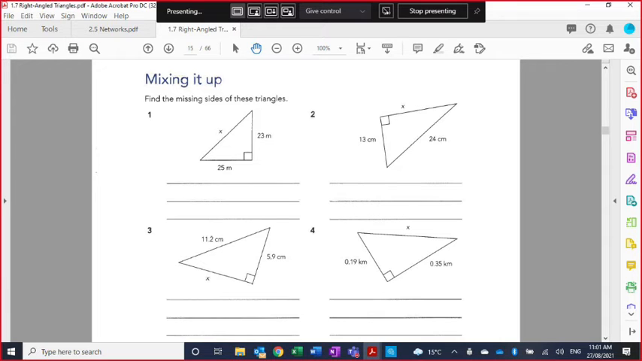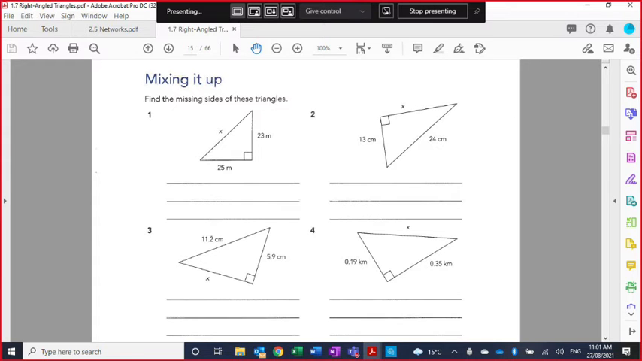So finding the missing sides of the triangles, that means use the Pythagorean formula or theorem. It's the theorem is the idea. When you start using it, that's why it's called formula. So let's just look at the first one. The first step is to label my A, B, and C.